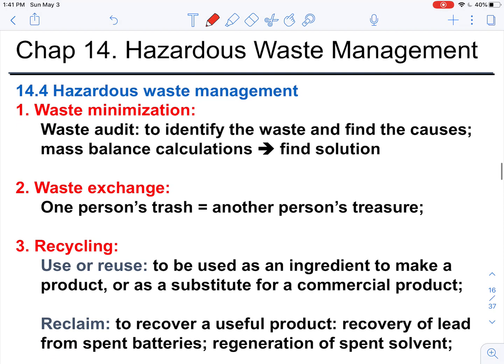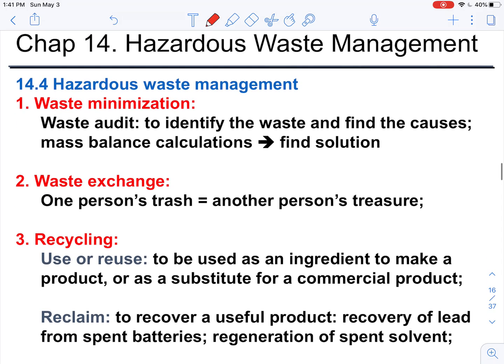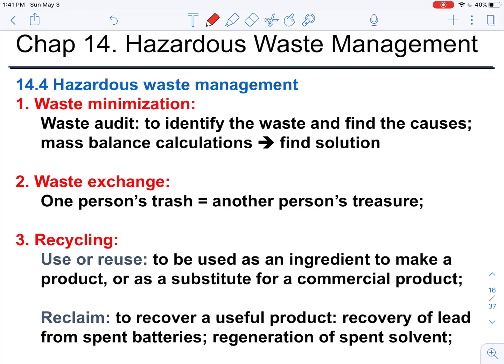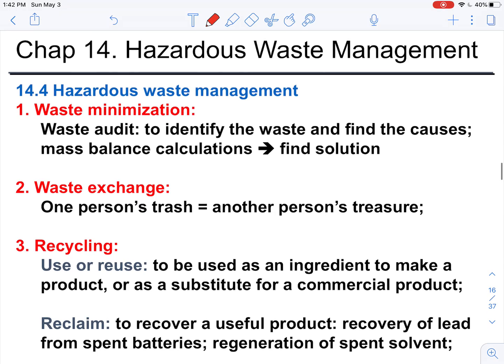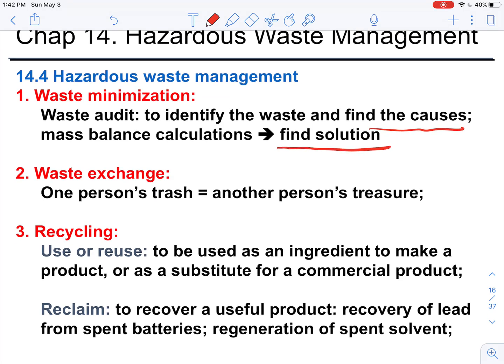So in terms of the management of this hazardous waste, there are basically multiple ways to deal with it. For example, we have to control the source, which is waste minimization. Basically, people should identify the waste and find the causes. Once we find the reason for generating this waste, we should find a solution for dealing with it. So people will use the mass balance calculation, right?